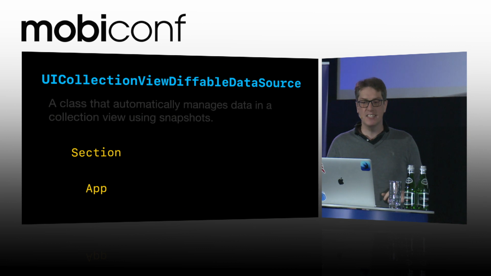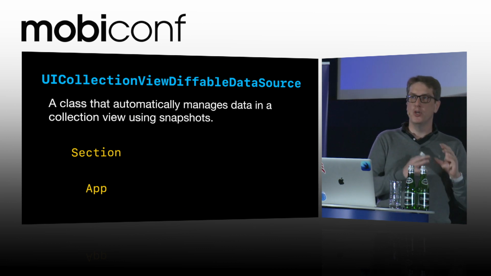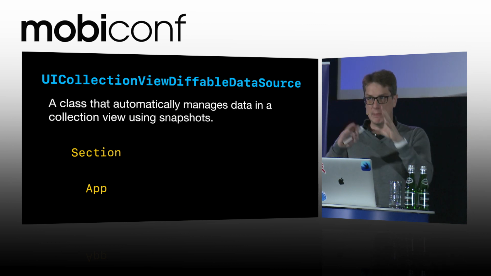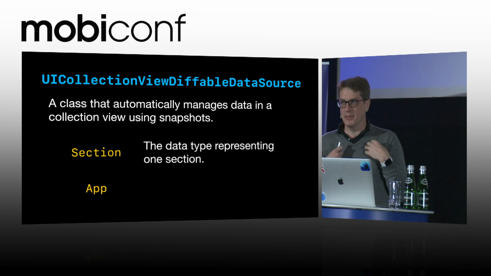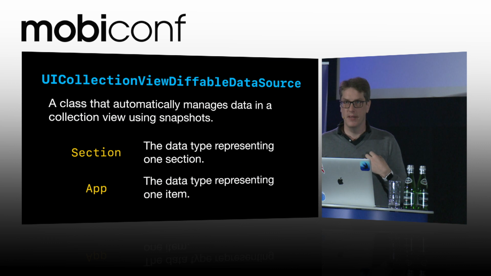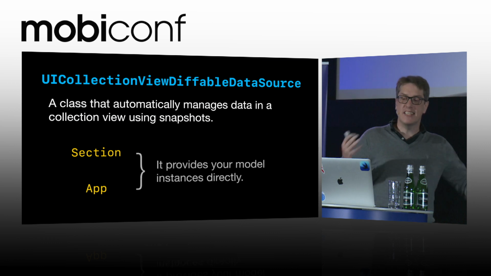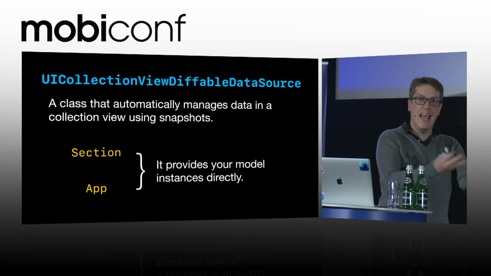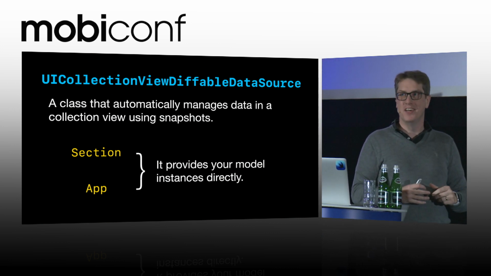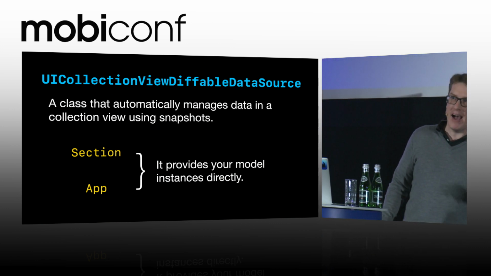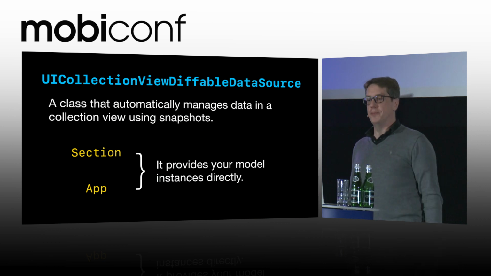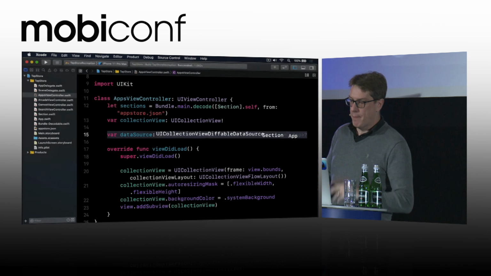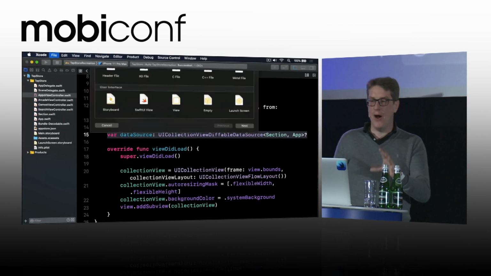It's a way of letting us manage data in a collection view using snapshots. We'll go into snapshots shortly, but it's really neat, because Section, that's our data type, and App, that's our type, which means this thing understands our model. It'll say, here's your app, what do you want to do with it? Versus us saying, OK, get the index path, read into our array, yada, yada, yada. It'll literally say, here's your app, what do you want to do? Anyway, back to the code. So there is our data source.